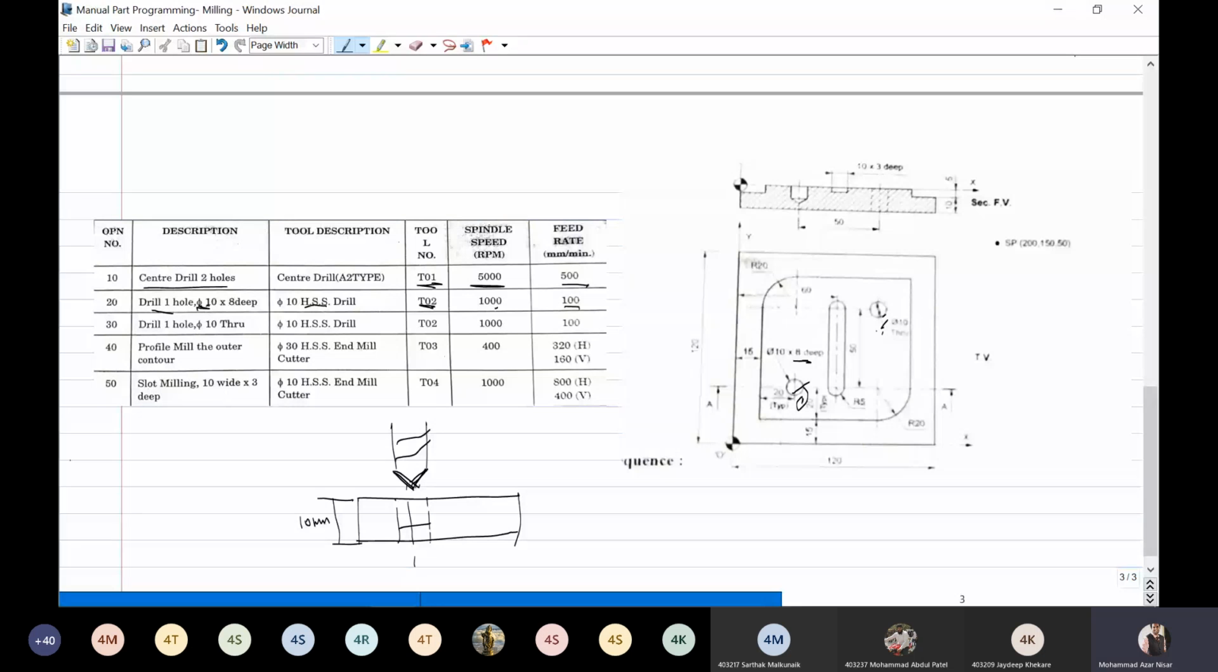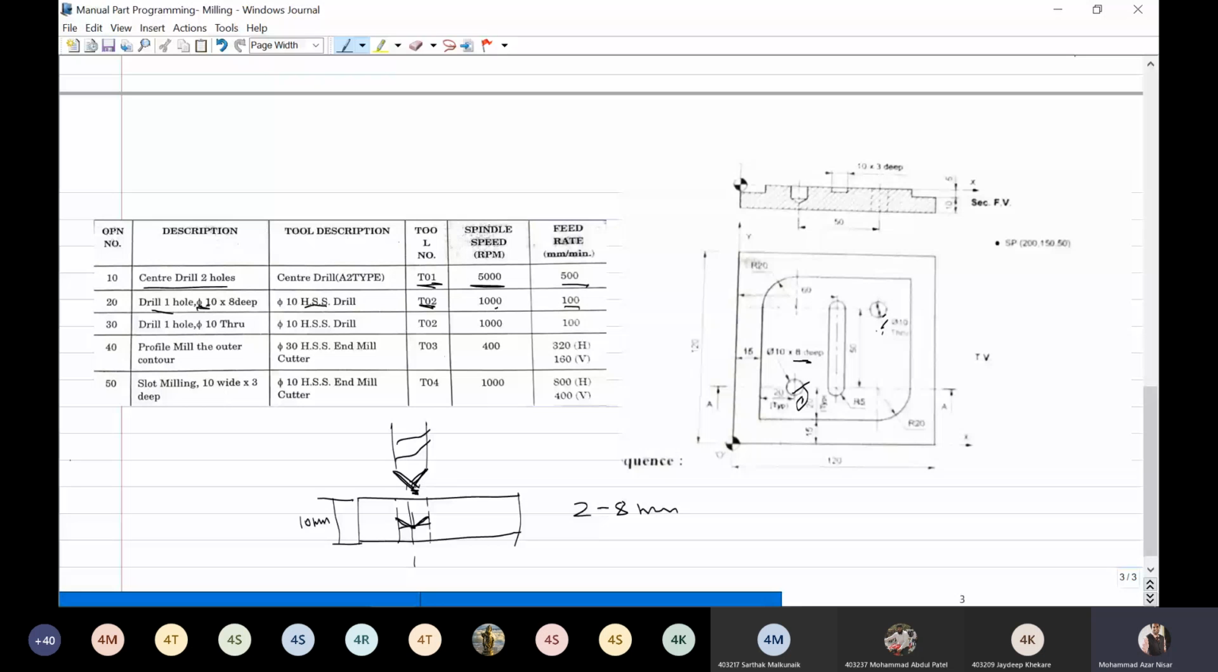So if I give only z equal to -8 mm, then this point of the tool will move up to the depth of 8 mm. So it will create in the whole the forming shape of this tool.